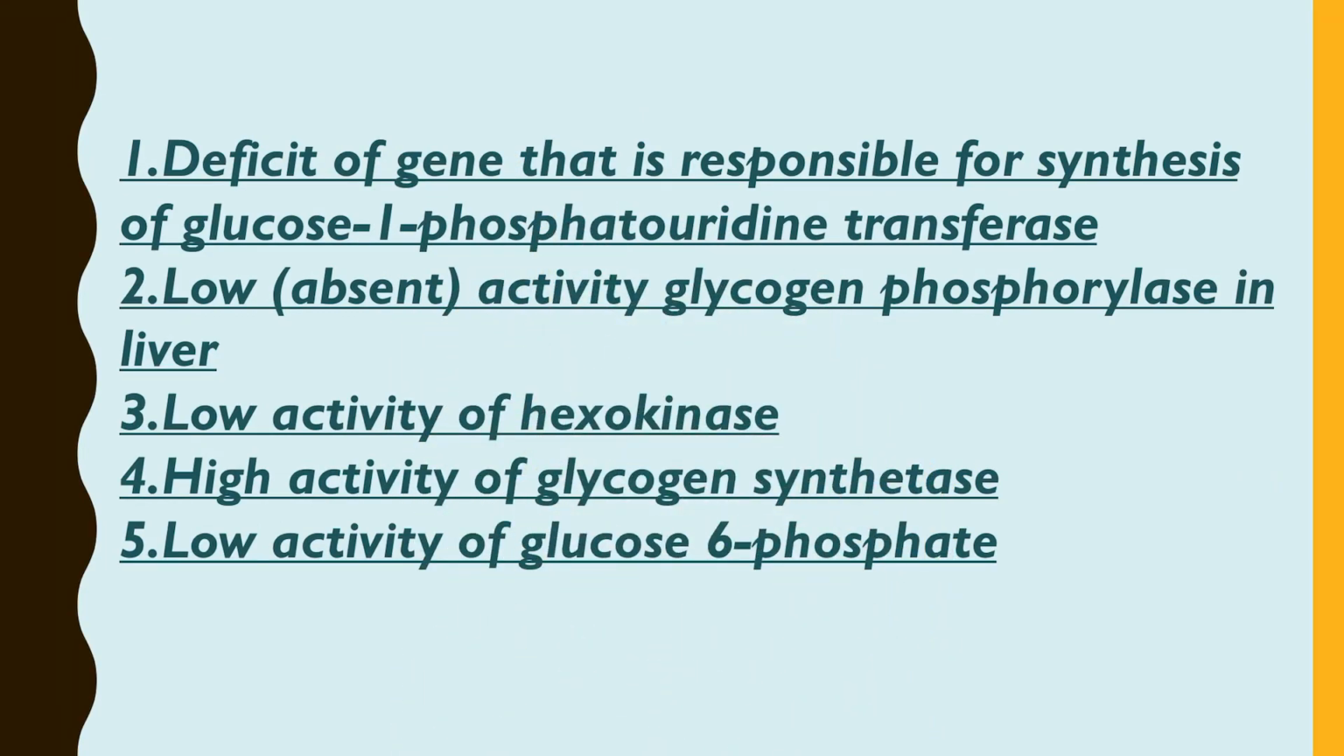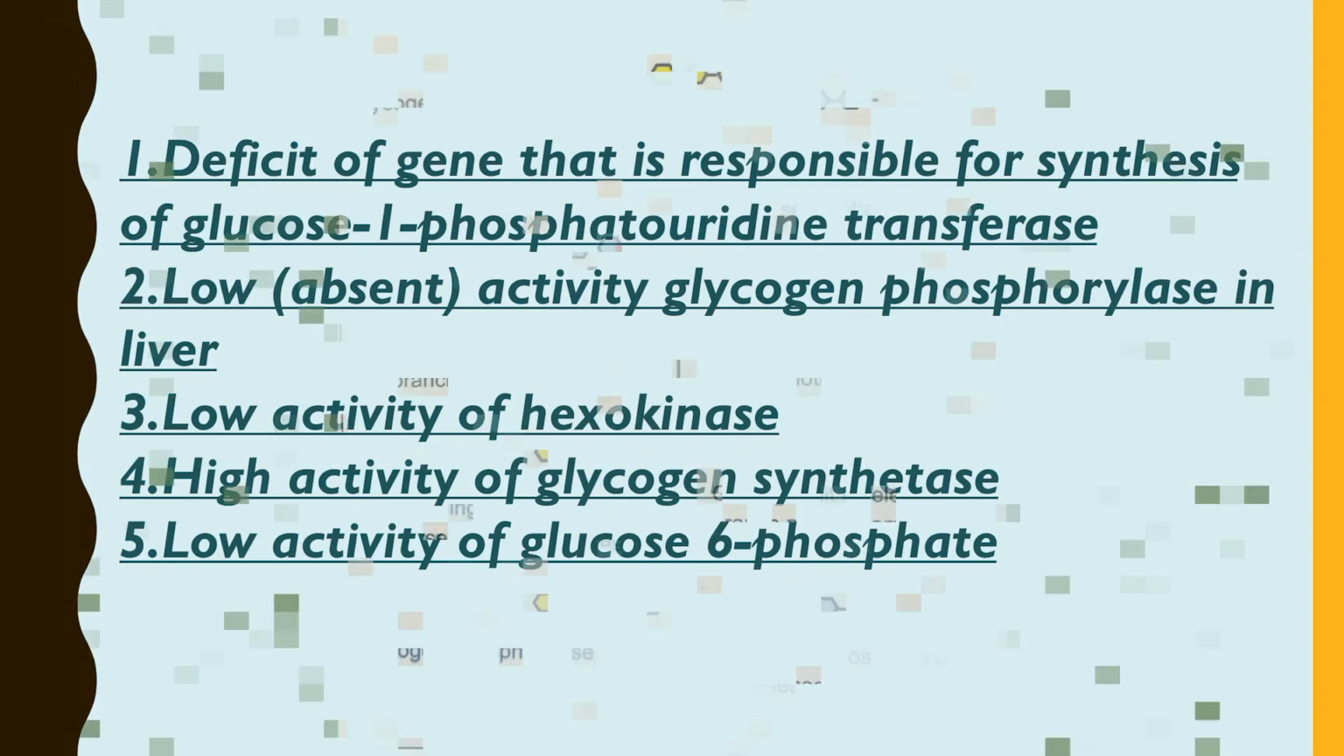So let me read the options for you. There are 5 options. First one, deficit of gene that is responsible for the synthesis of glucose 1-phosphate uridyl transferase, and low or absent activity of glycogen phosphorylase in liver, low activity of hexokinase, high activity of glycogen synthetase, and low activity of glucose 6-phosphatase. So here no enzyme is told in the question, so it is not about enzymes. And here it is the biochemistry of glycogenolysis. Glycogenolysis means conversion of glycogen to glucose. So we have to know the biochemistry behind this. So let's have a look at glycogenolysis.